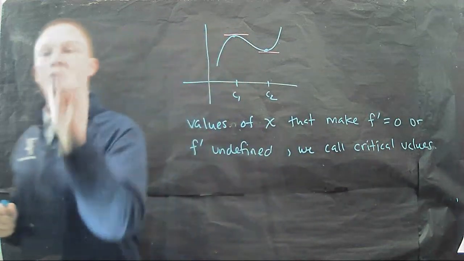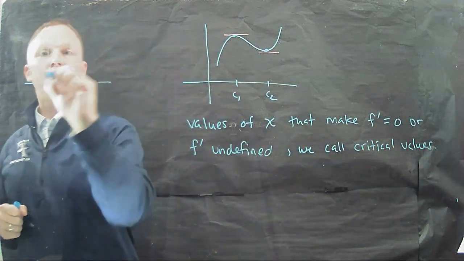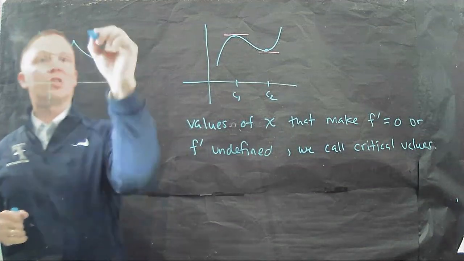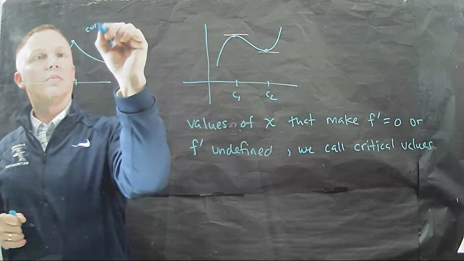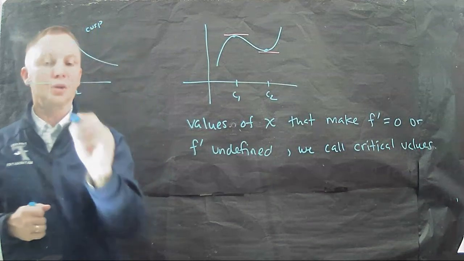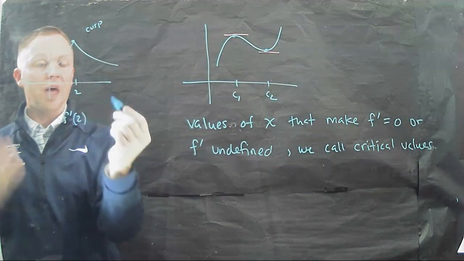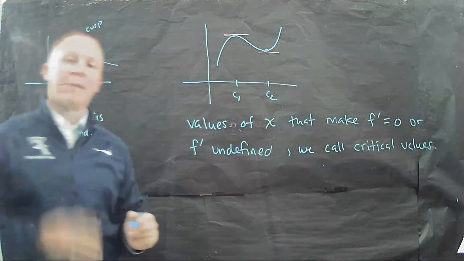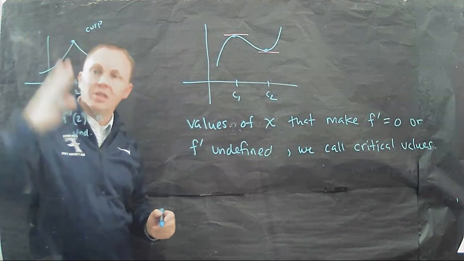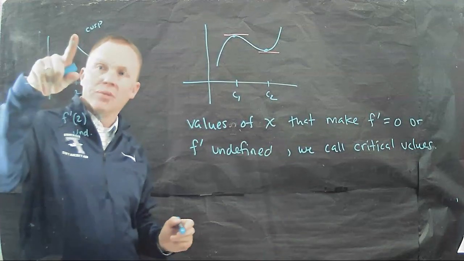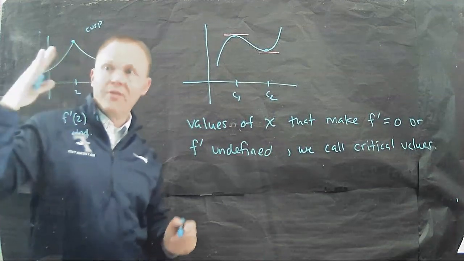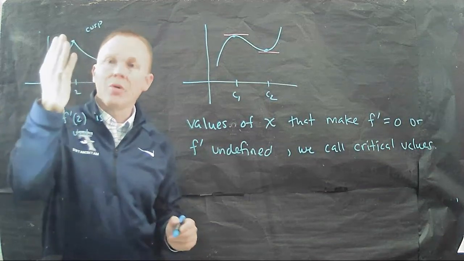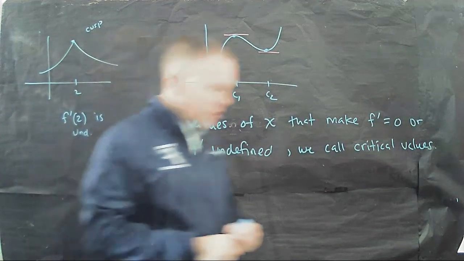In fact, let me just real quickly show you what it would look like if the derivative were undefined. This function right here, if you remember, this is called a cusp right there. Let's say that's x equals 2. In this particular case, we would say f prime of 2 is undefined. But that's still a critical point because the function changes from increasing to decreasing. You still have a local max there, so this is still what we would call a critical point.